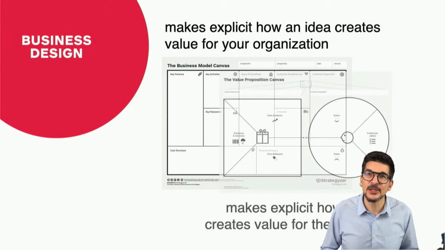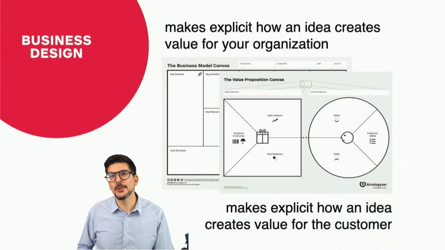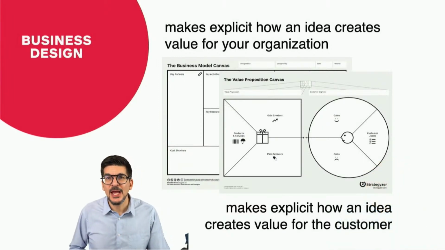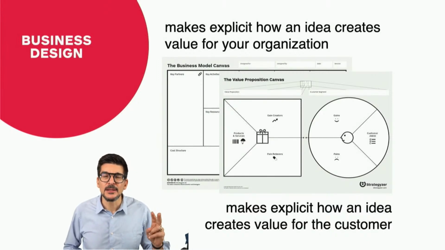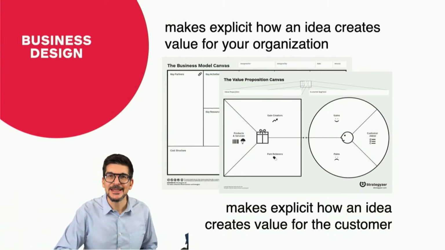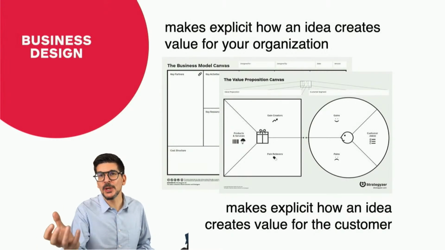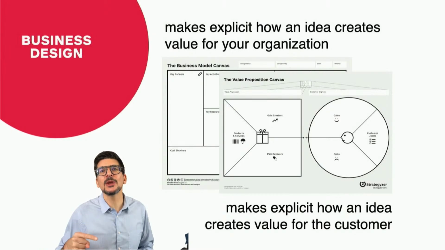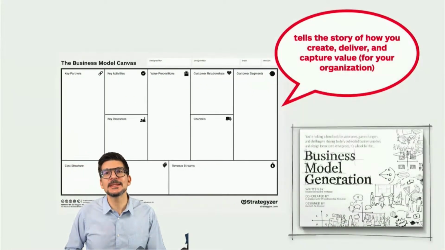The second thing you need to get right, this is the second tool, is the value proposition canvas, which allows you to make explicit how you create value for the customer. So you need to get both right. How do I create value for the customer? How do I create value for my business? That's business basics, right? But that's the interesting part. We're going back to basics to reinvent ourselves. So let's stick to the business model first.